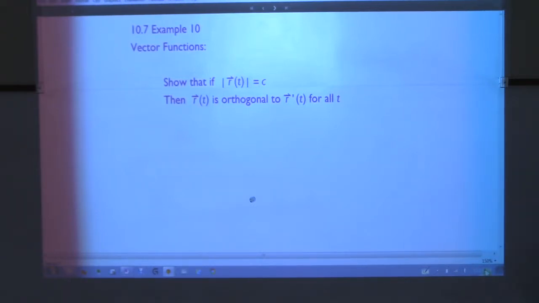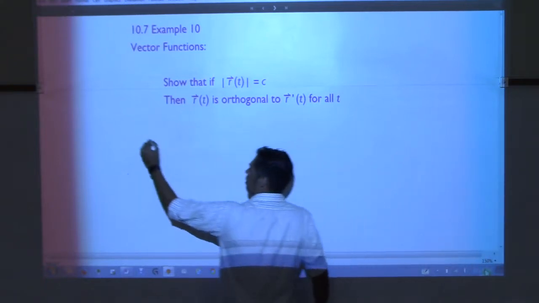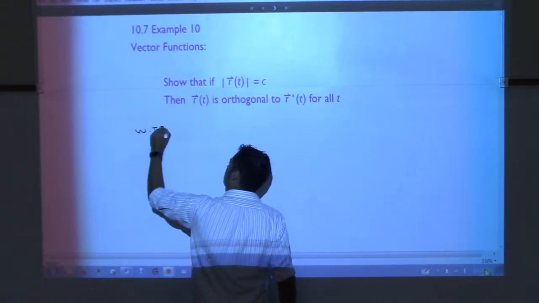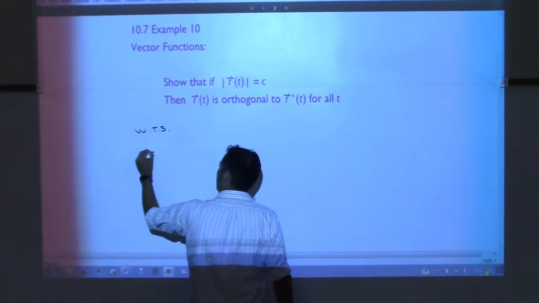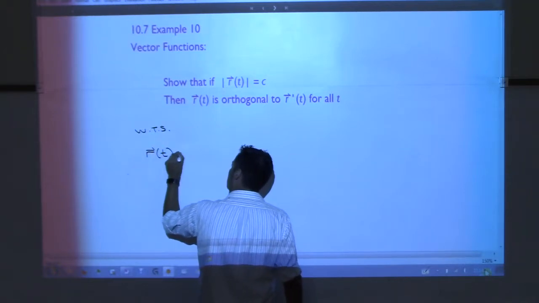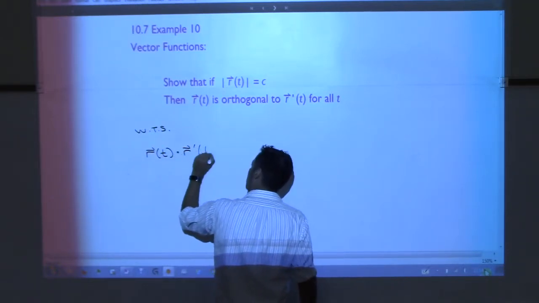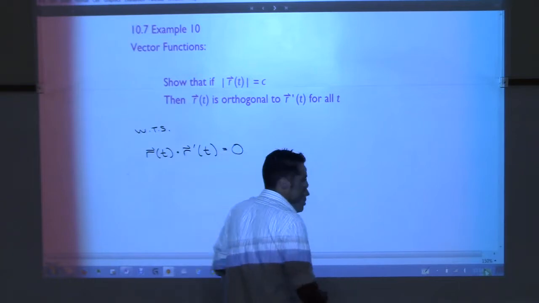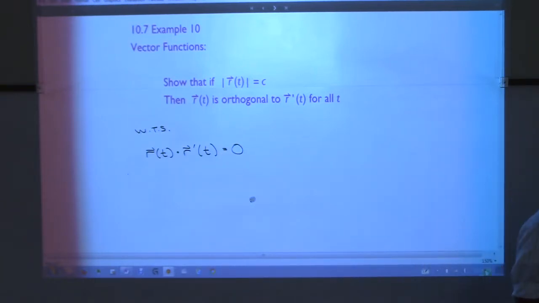I mean, what do we have to show? We want to show the same exact thing, right? We want to show that r of t dotted with its derivative is 0. Do you understand why this is going to be a problem? Like, do you know what r is? So do you know what its derivative is? So how do you show that, right?